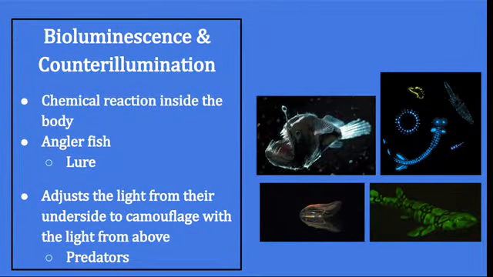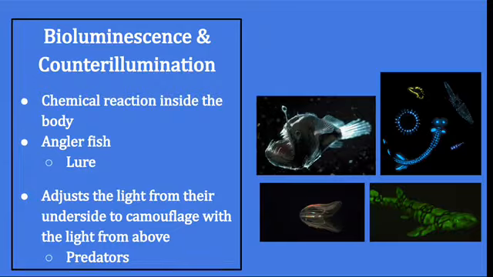Another adaptation is bioluminescence. This is when a chemical reaction happens inside the body of the creature and light is produced. They're basically glowing. Such as the anglerfish. They have a fishpole looking thing that grows out of their head, and it's just a piece of their spine. This is called the lure. This attracts prey, it helps find mates, and protects against predators.